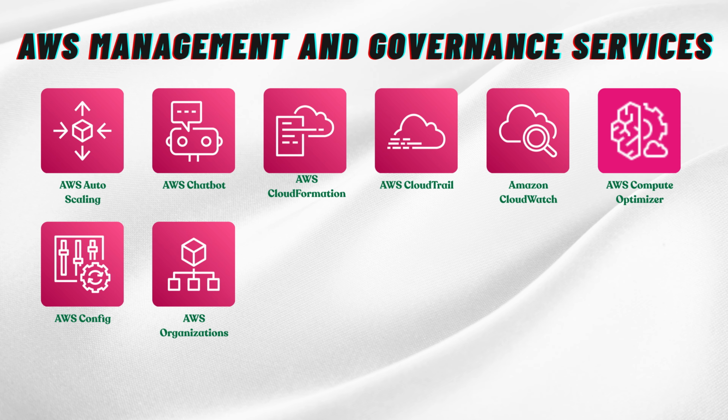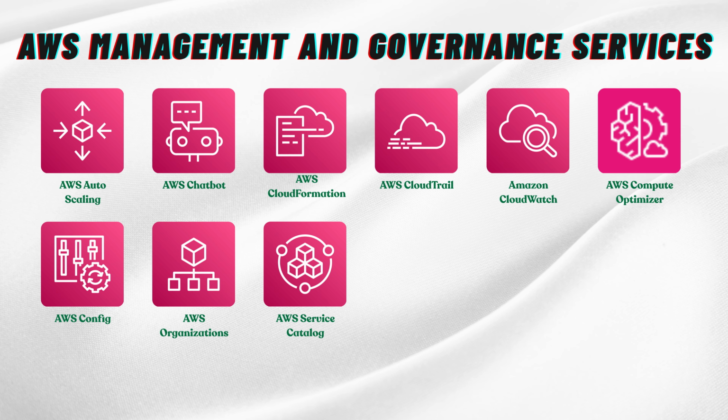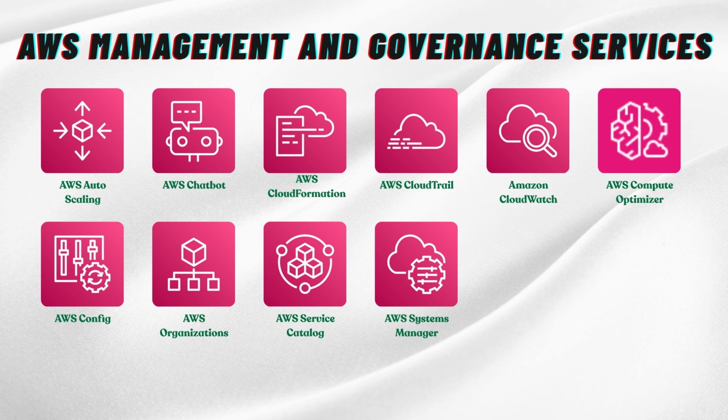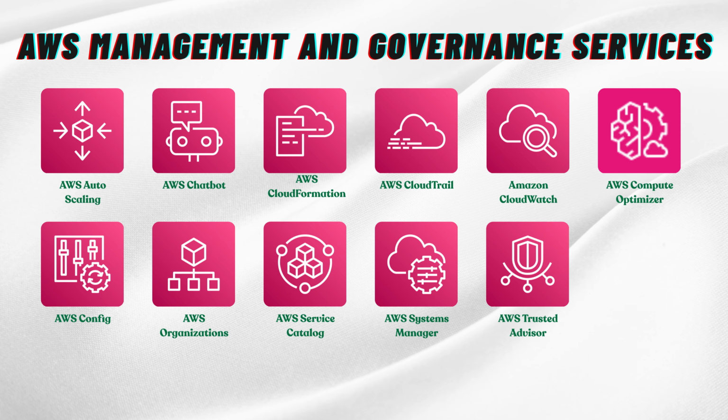AWS Organizations, a central management tool used to govern multiple AWS accounts, enabling consolidated billing and service control policies, SCPs. AWS Service Catalog, a portal that allows organizations to create and manage catalogs of pre-approved, standardized ML environment templates for data scientists. AWS Systems Manager, a centralized operations hub used to automate tasks, manage patches, and securely store parameters like API keys across your ML stack. AWS Trusted Advisor, an automated tool that provides real-time guidance to help you follow AWS best practices for cost, security, and performance.